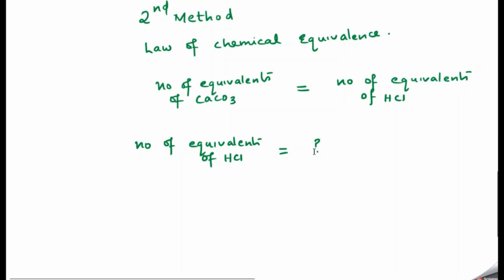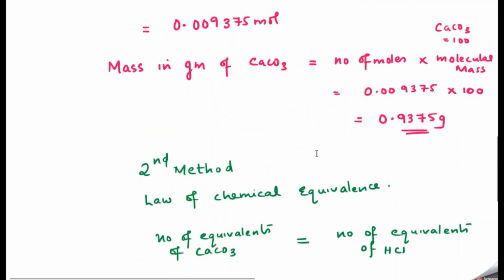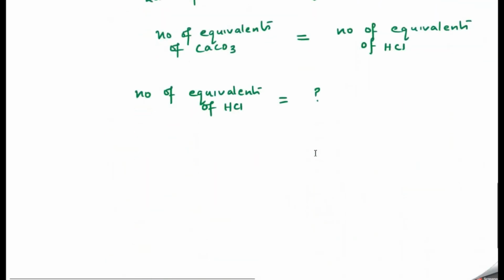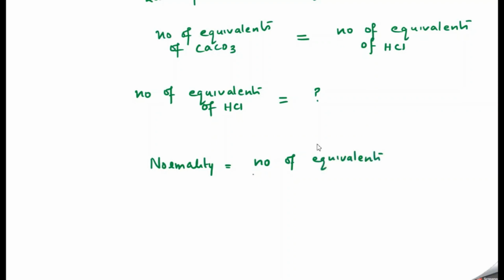For that, what they have given to you, molarity is given, correct? Molarity is given as 0.75 molar. So we know that molarity is equal to 0.75 molar. Now, number of equivalents is related with normality. We know that normality is equal to number of equivalents divided by volume of the solution in ml multiplied by 1000. Now, how are normality and molarity linked? Normality is equal to molarity into n factor, correct? So I can substitute here, normality is equal to molarity into n factor.